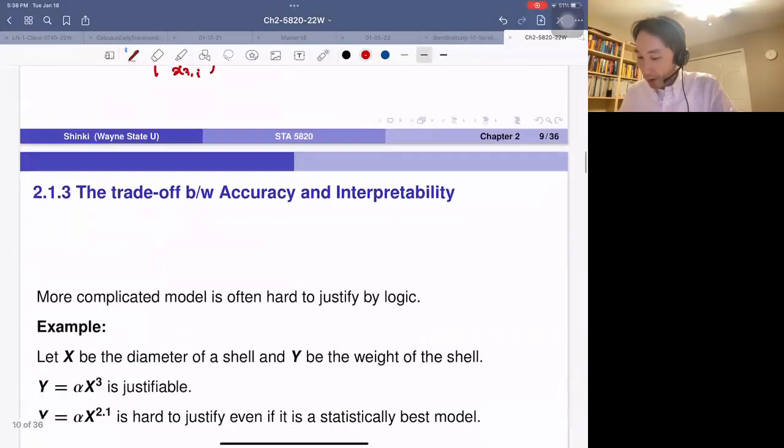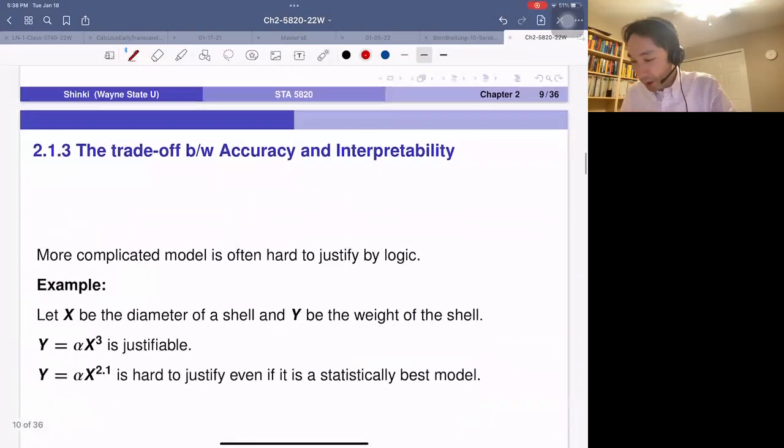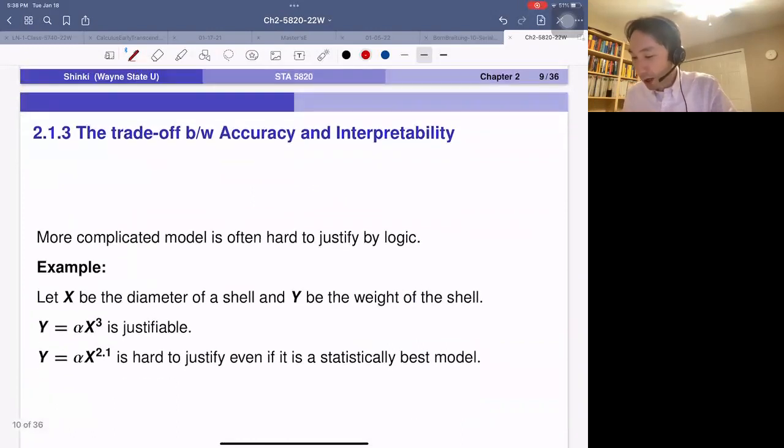Yeah. And generally, accuracy and interpretability have a trade-off. So a more accurate model is sometimes harder to interpret. For example, suppose x is the diameter of a shell, and y is the weight of the shell. Diameter is a one-dimensional quantity. How about weight? What is the dimension of weight? Weight is some measure for 3D objects.